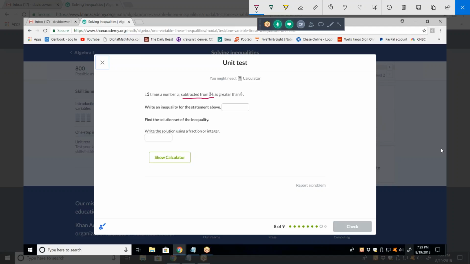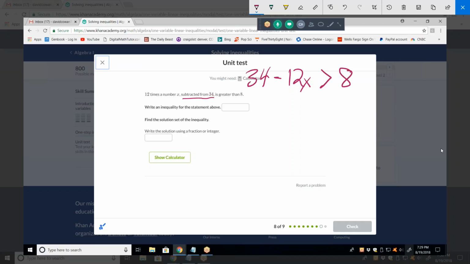If they'd said 12 times a number minus 34 is greater than 8, then we would know how to write it. But how do I need to write this one? 12x, subtracted from 34, so 34 minus 12x. There you go, is greater than 8.